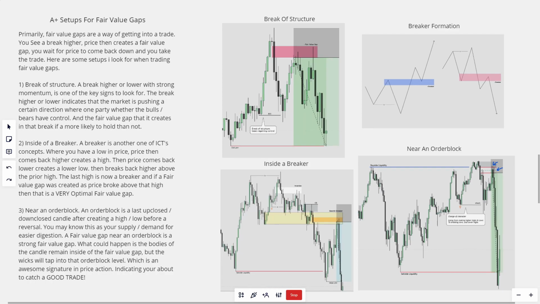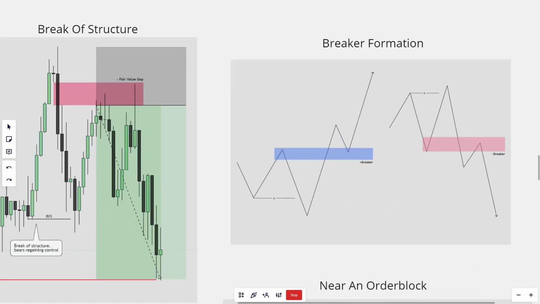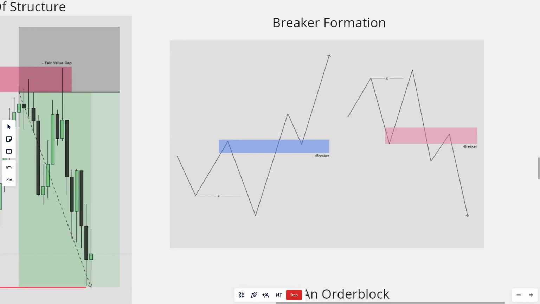Number two, inside of a breaker. A breaker is another one of ICT's concepts where you have a low in price. Price then comes back higher, creates a high. Price comes back lower, creates a lower low, then breaks back higher above that prior high. That last high is now a breaker, and if a fair value gap was created as price broke above that high, that is a very, very good fair value gap. So overall, this is what I meant by breakers.